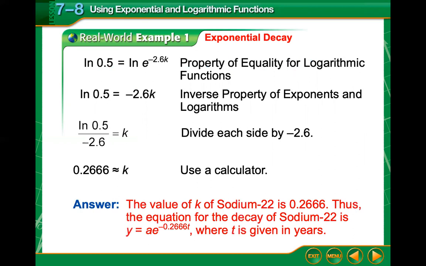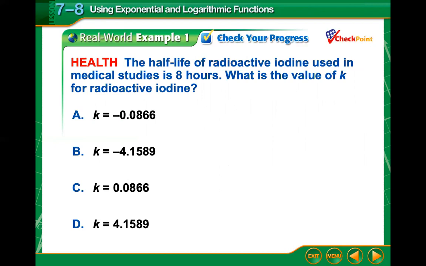So you could use that to find out how much of sodium-22 is left after so many years. So go ahead and try this problem here. All right, so what you should get, checking your work, is C, 0.8666.